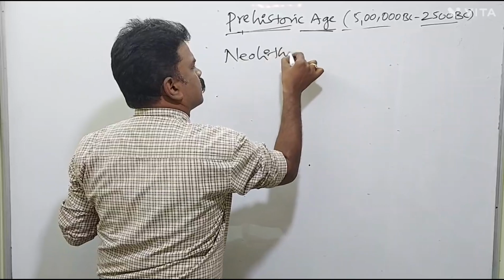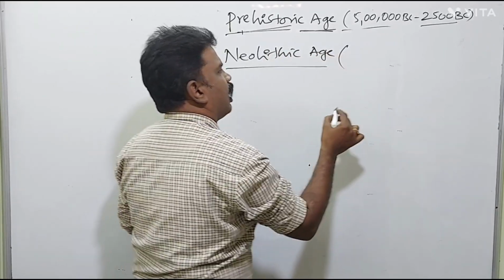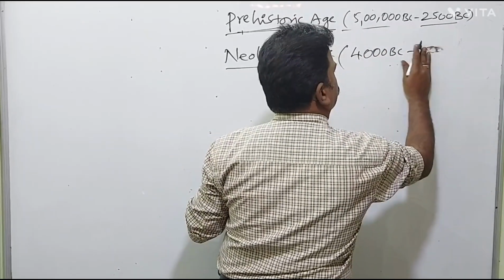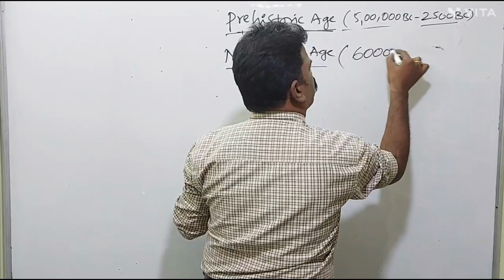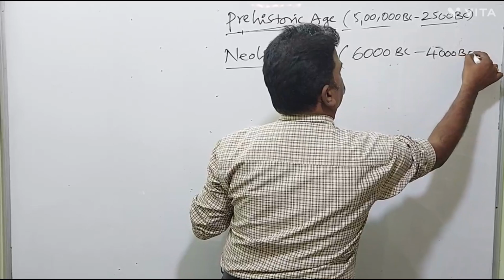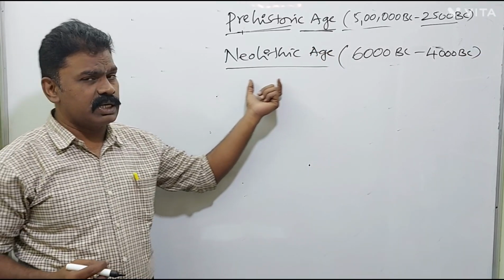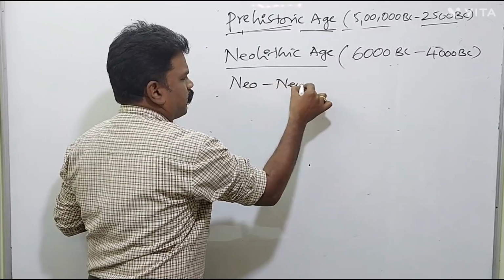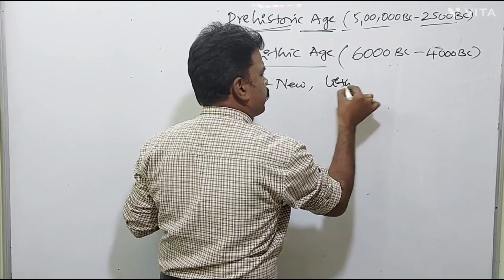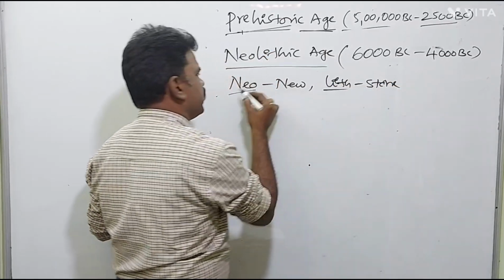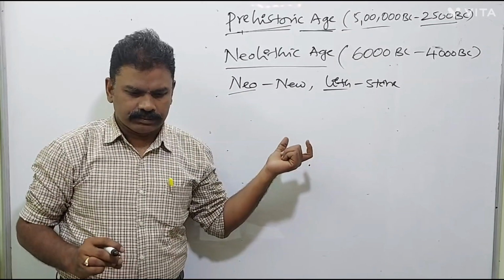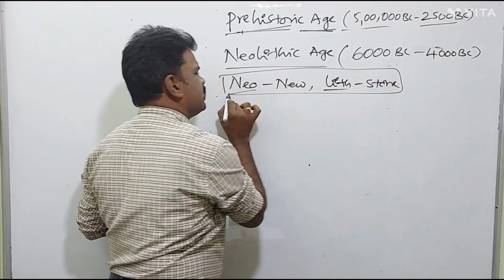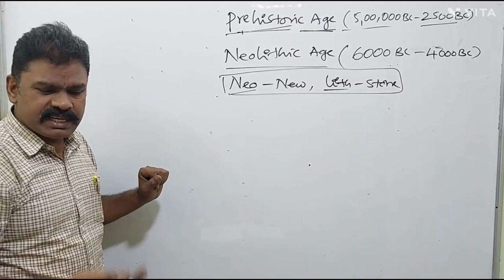The Neolithic age was from 6000 BC to 4000 BC. Neo means new, lith means stone. Neo and lith have been taken from the Greek language. Several changes occurred in this society.